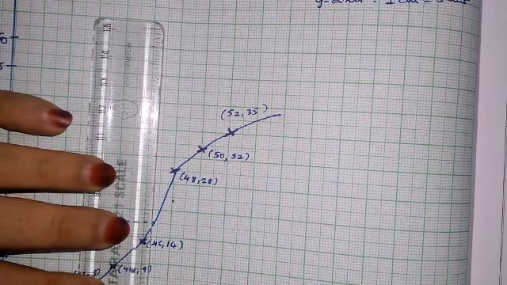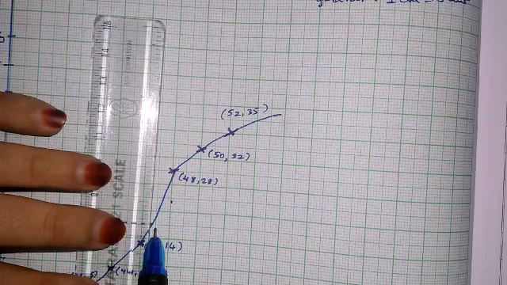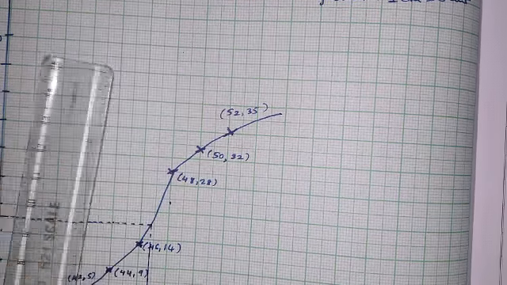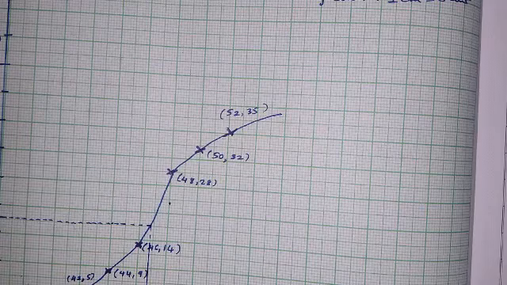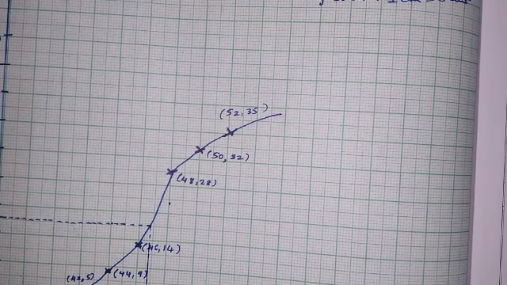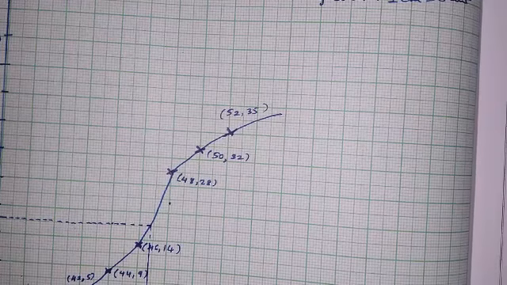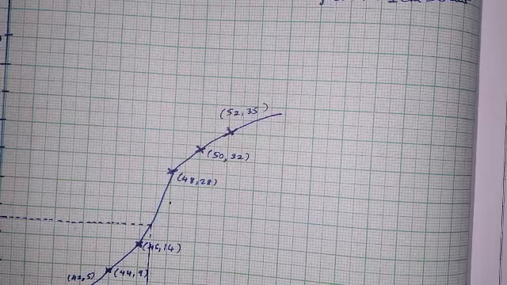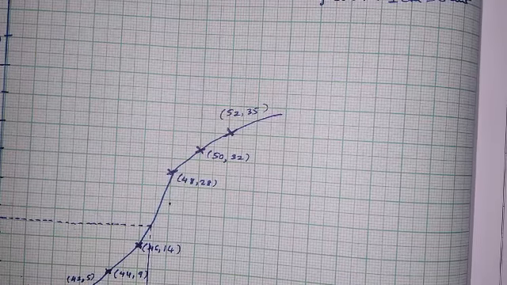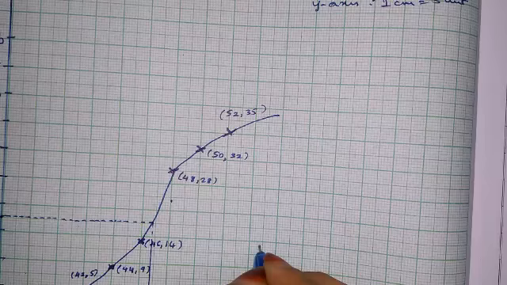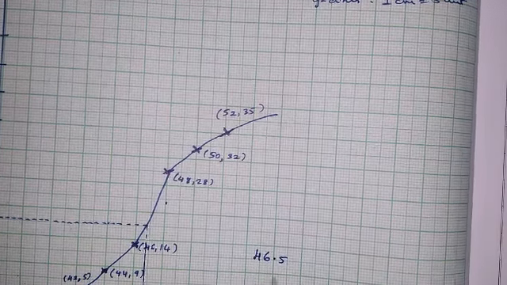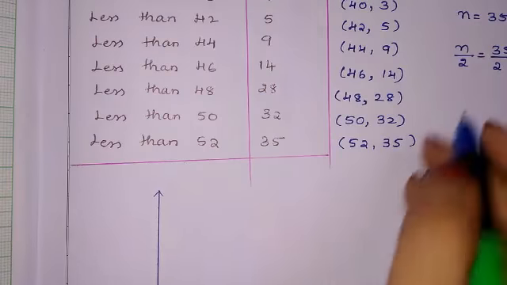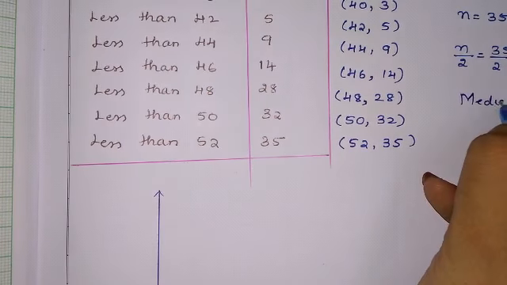Let us just write. It will come somewhere around 46 point, somewhere it has come at 46 point something. After a number, 2 points is there, so 46.5. So therefore the median is 46.5.